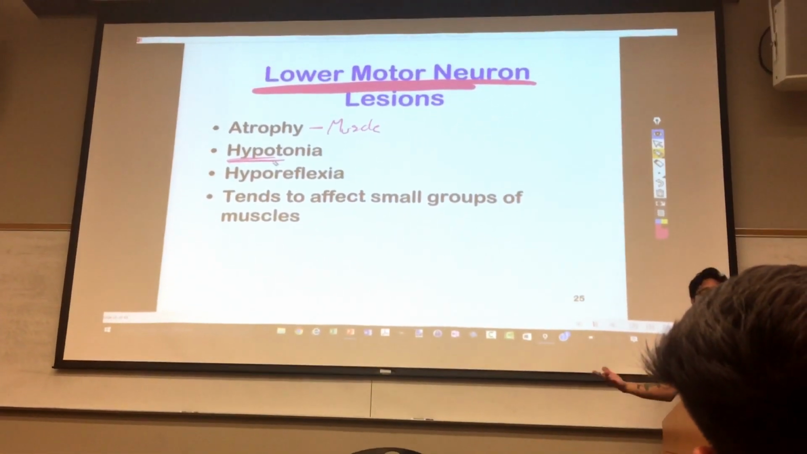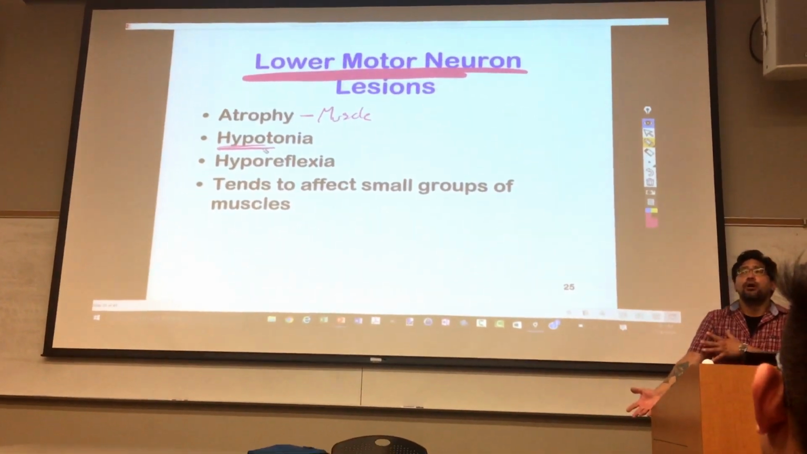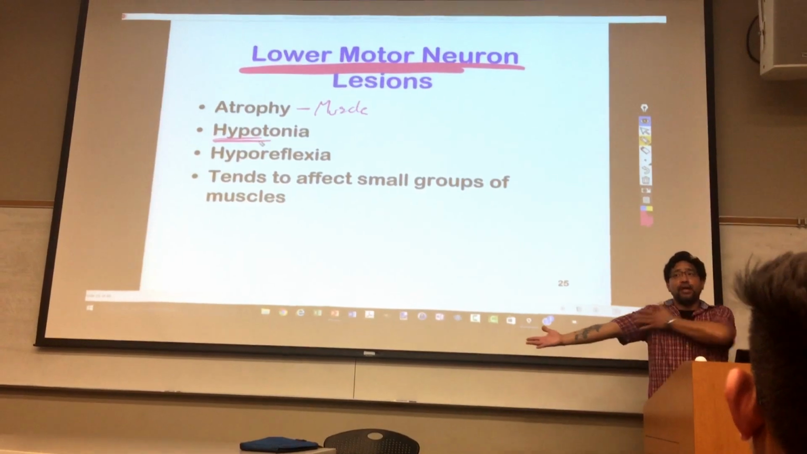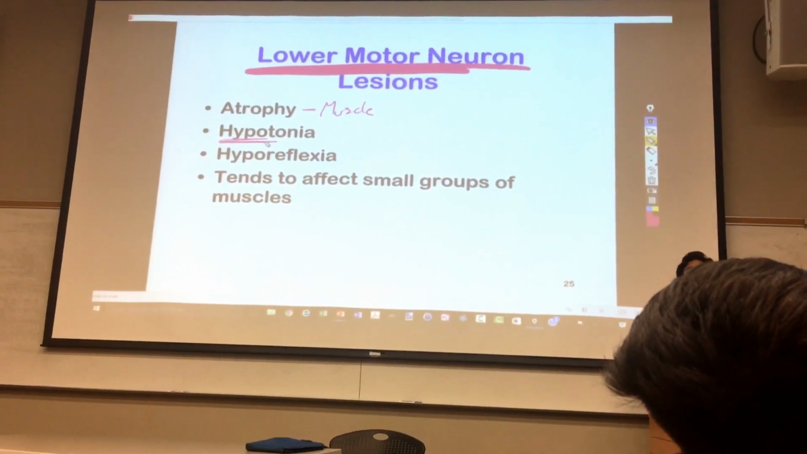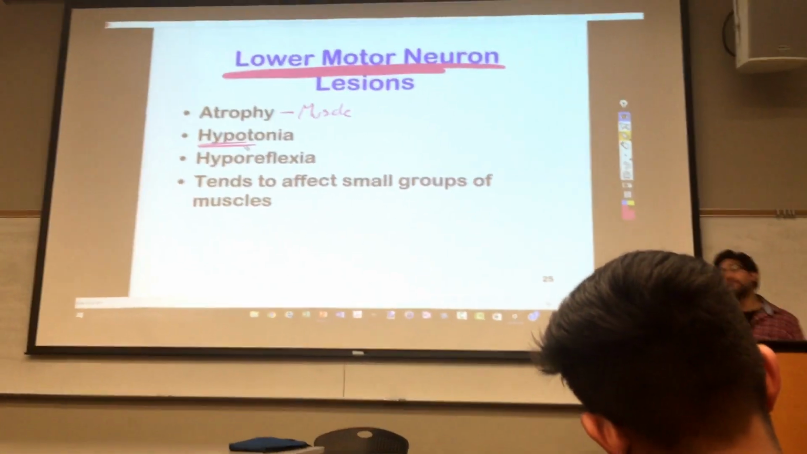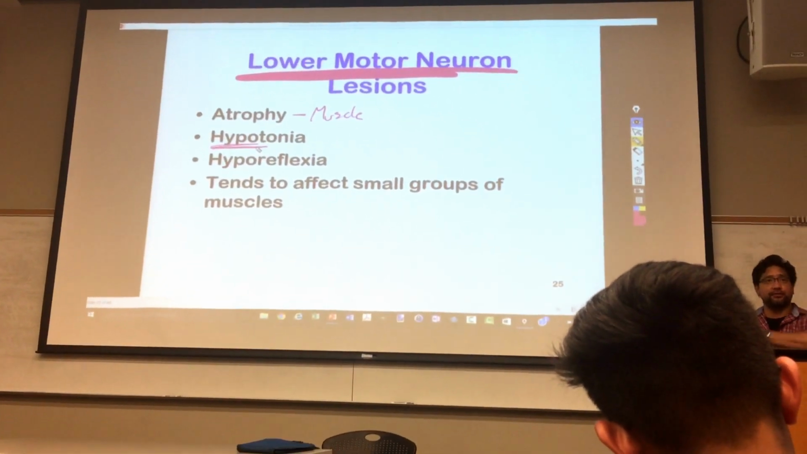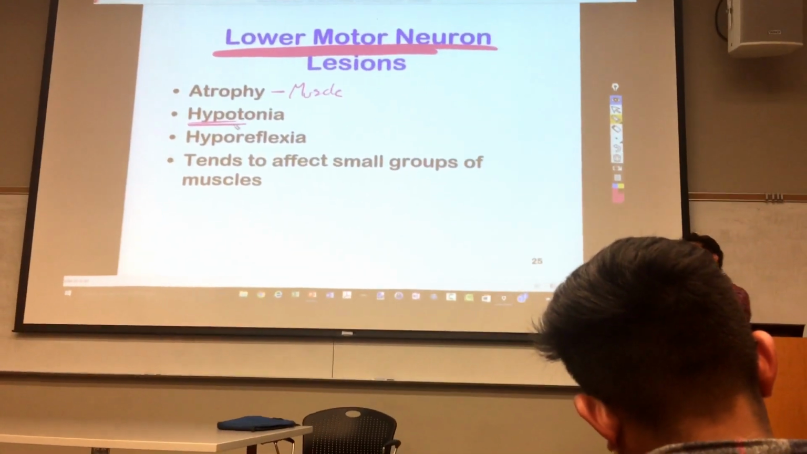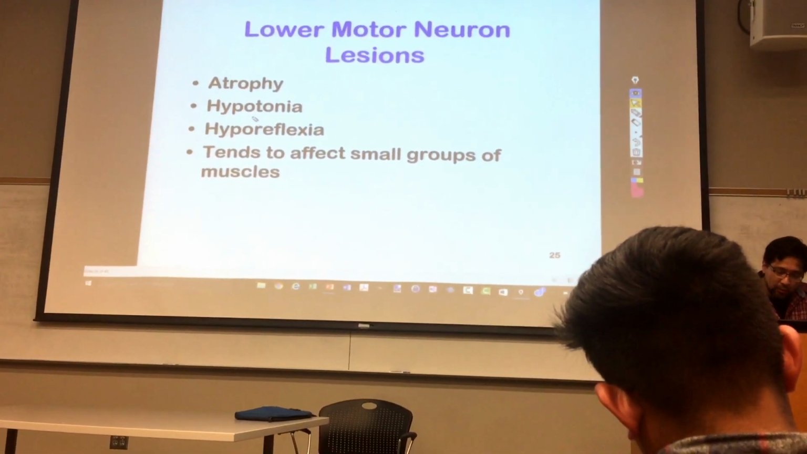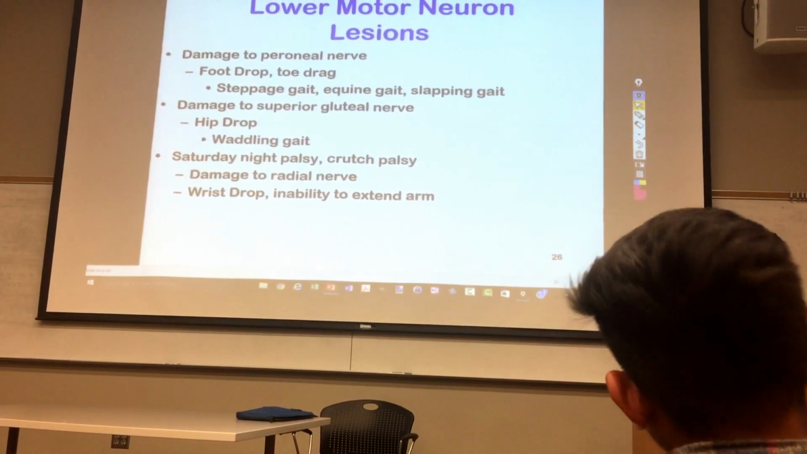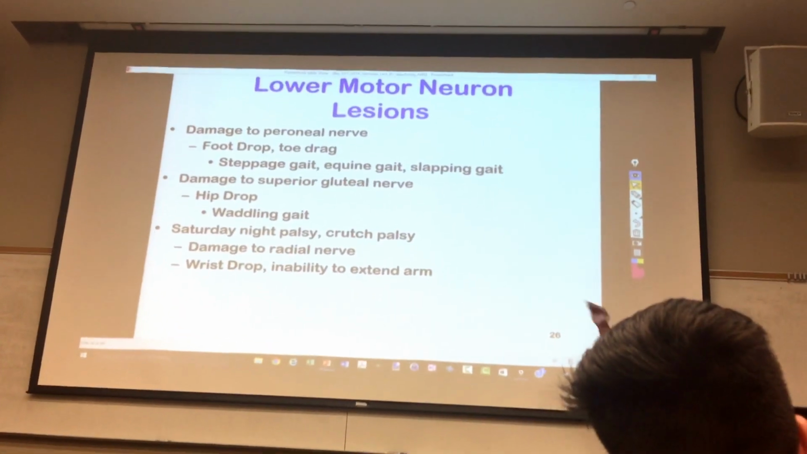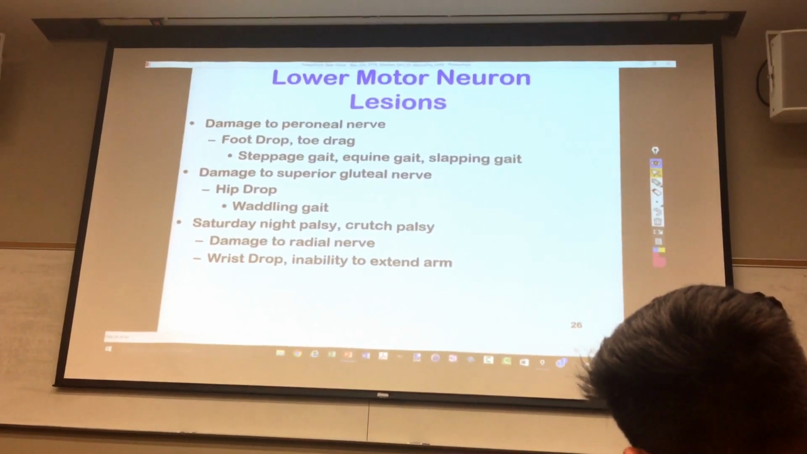So you can have a lower motor neuron lesion where most of the muscle still works, but if you damaged one side, it will be weaker than the other side because you've only damaged a very specific part of the innervation to it. So really, really specific effects, okay? Now, I was going to give you examples, right? So the lower motor neuron lesion, really specific nerves that might be affected.